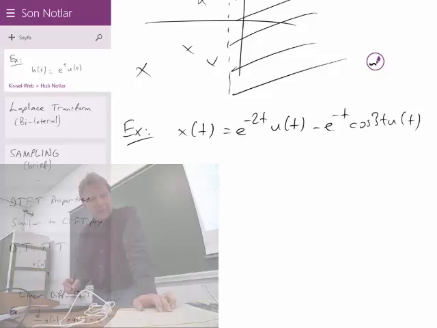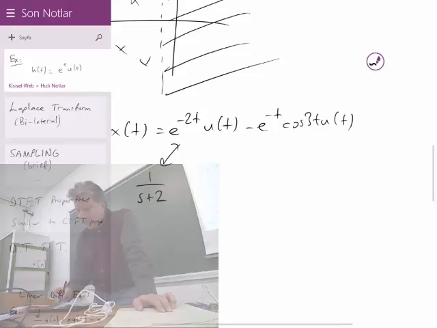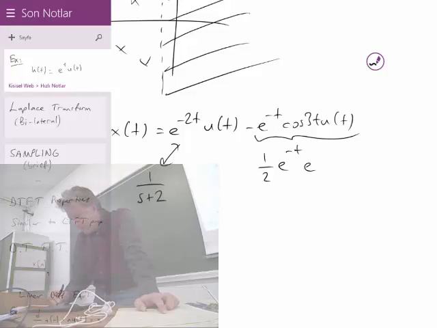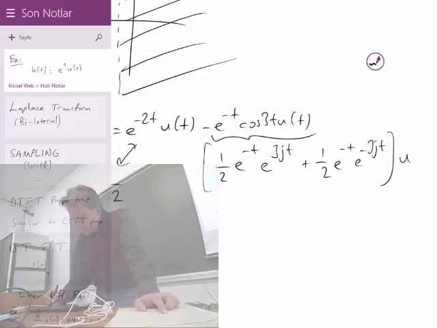And the Laplace transform is like this. For the first one, e to the minus 2t u of t, the Laplace transform is clear. It is 1 over s plus 2. For the other one, let's use Euler's formula, because then the cosines will be in the form of exponentials, and we already know what the Laplace transforms of exponentials are. So this one is 1 over 2 e to the minus t e to the 3j t plus 1 over 2 e to the minus t e to the minus 3j t in parentheses multiplying a u of t. Good.